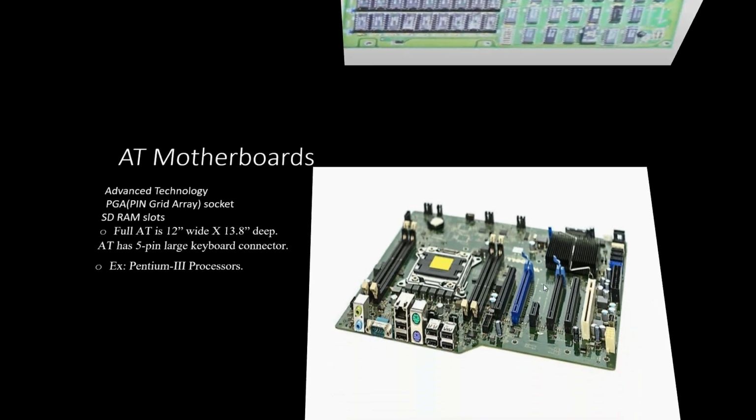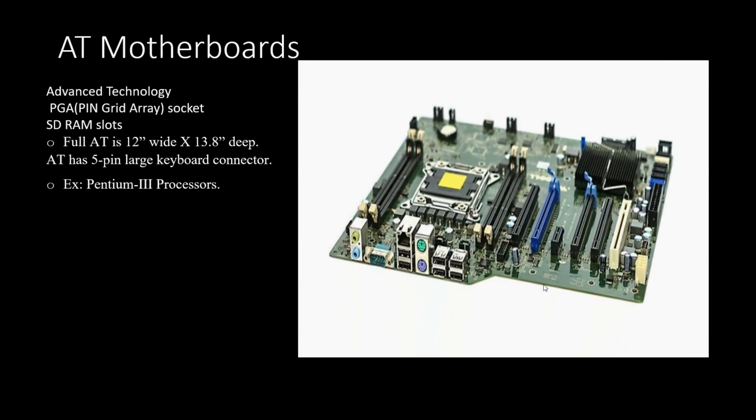Next we go to the AT motherboard. It's advanced technology. It has a pin grid array socket and SDRAM slots, and the size is full width 12 by 13.8 depth, and it has a 5-pin large keyboard connector. In the XT motherboard there is no keyboard connector. In the AT motherboard there is a large 5-pin keyboard connector. An example is the Pentium 3 processor.